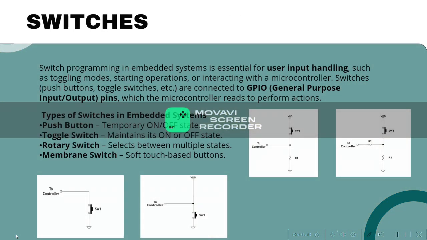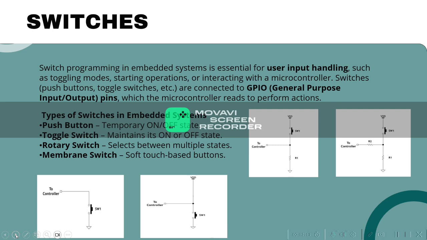Now we will see another component of embedded systems. Switch programming in embedded systems is essential for user input handling, such as toggling modes, starting operations, or interacting with the microcontroller. These switches are also connected to embedded systems via GPIO pins. There are a few types of switches in embedded systems. They are push button, toggle switch, rotary switch, and membrane switch.